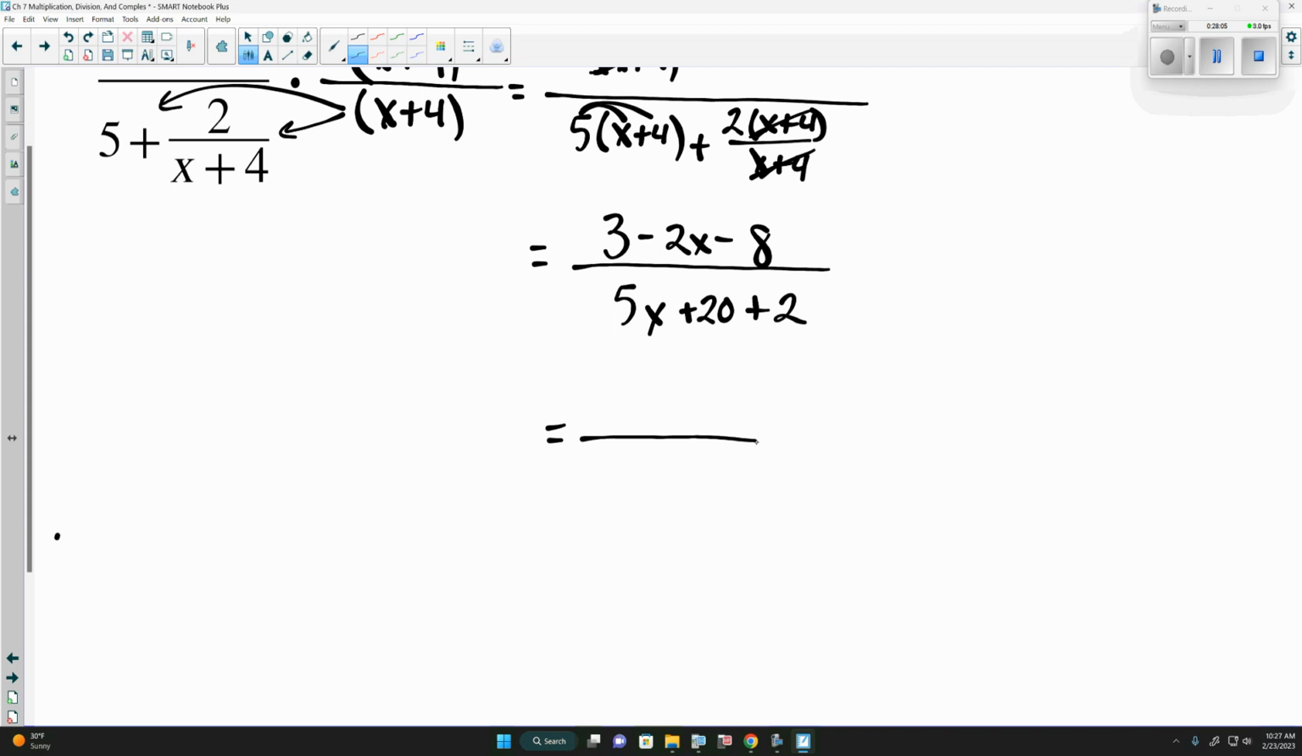We can combine like terms in the numerator. The negative 2x does not have any like terms, so it's going to say negative 2x. 3 minus 8 is negative 5. And the denominator, 5x does not have any like terms, so it's just 5x. 20 plus 2 is plus 22.